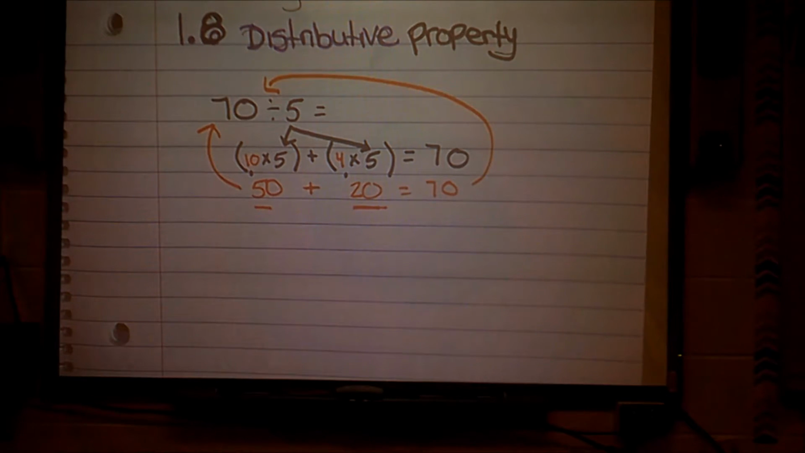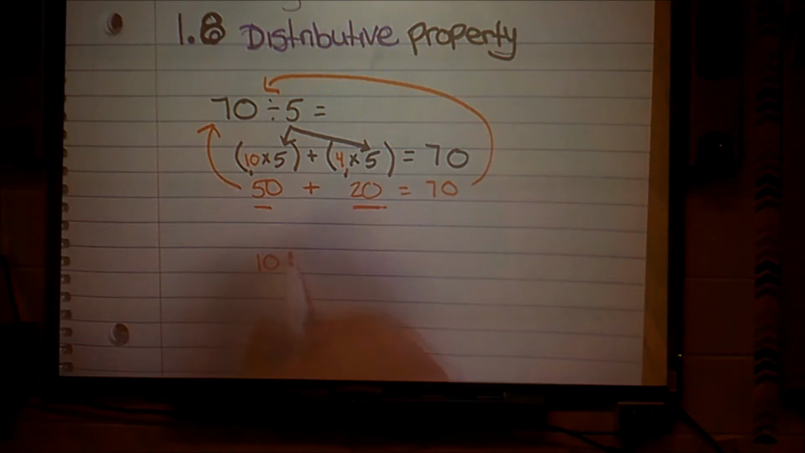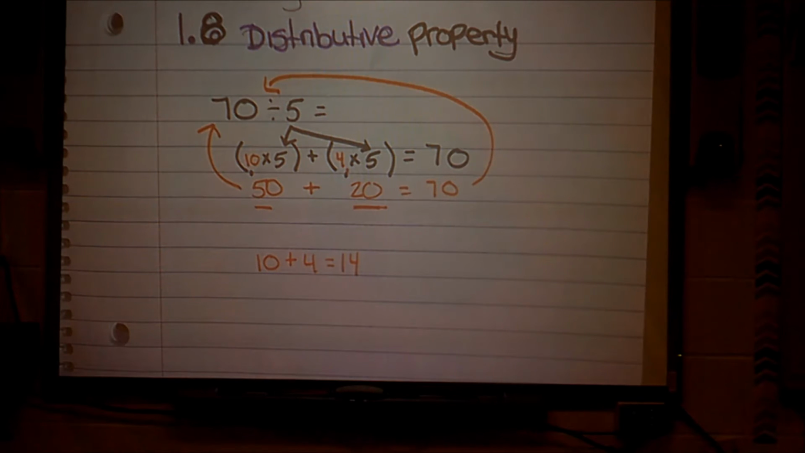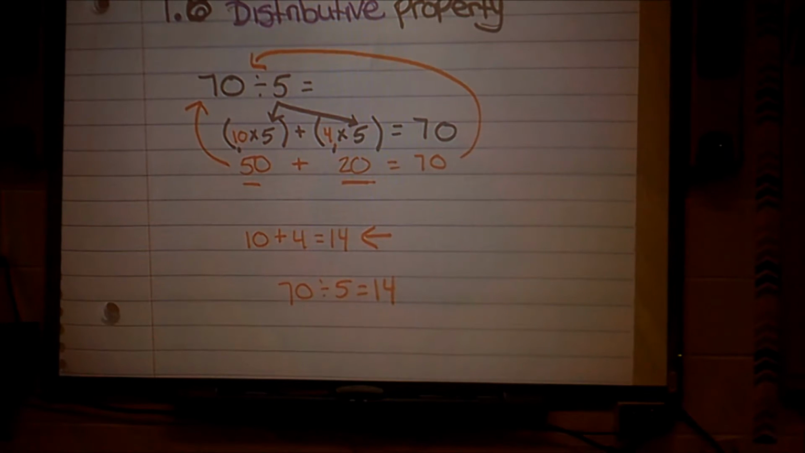So when I break it apart that way, I take my two numbers here, my 10 plus my 4 equaling 14. And if I did that correctly, this should be the quotient, the answer to my division problem, my 70 divided by 5. Ta-da! So 70 divided by 5 equals 14. Let's try another one.